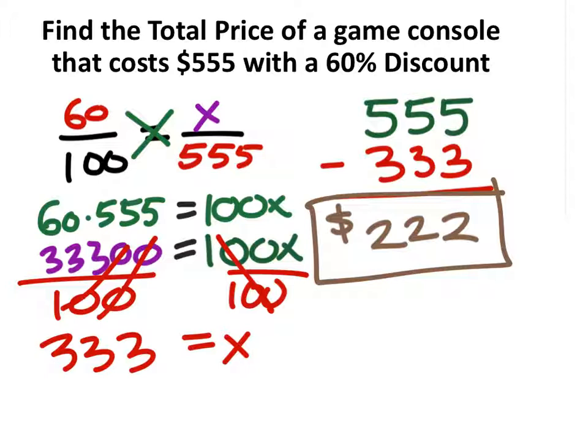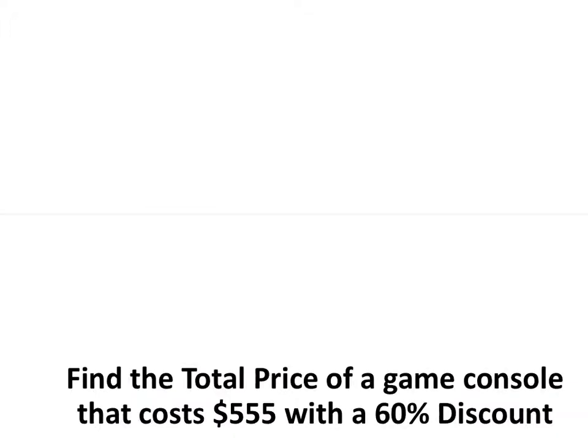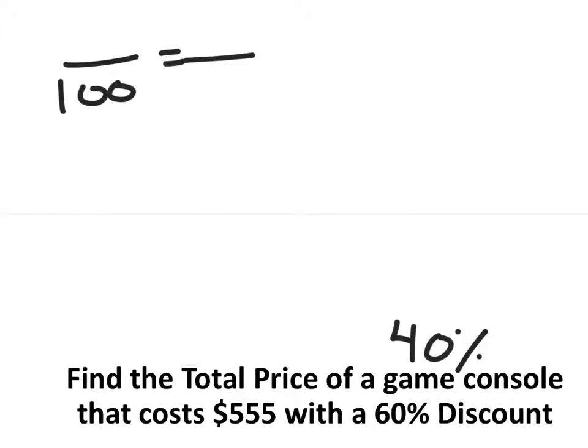Now there's another way to do this. So if we look at the total price of the game console, it cost $555 with a 60% discount. What that means is that we're going to end up paying 40% of the original price. So in the percent proportion, I still have it out of 100, but instead of using 60%, I'm going to use 40. And again, the whole price would be $555.